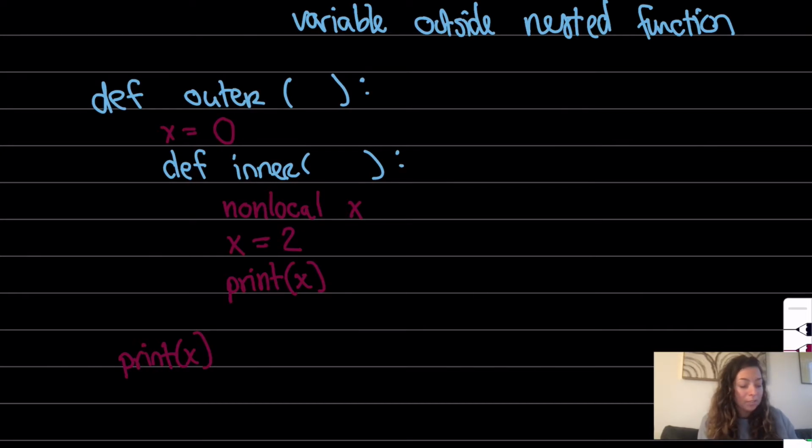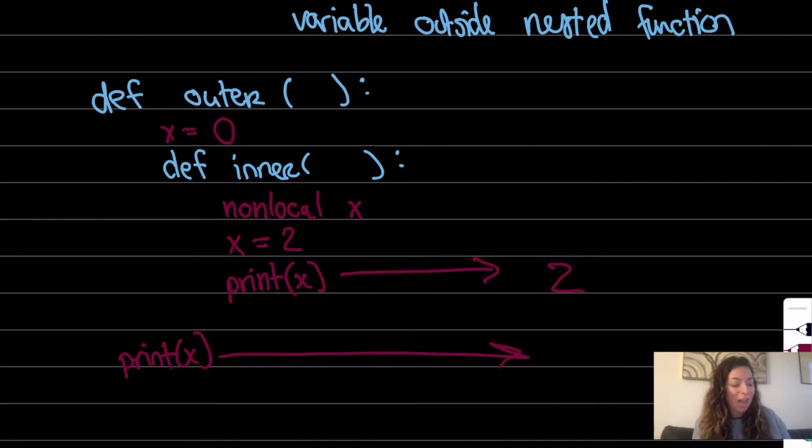So obviously inside this function, this print call is going to print 2. But what do we think is going to happen outside of the inner function when I call x again? Well, that's where the nonlocal keyword comes into play. So what it's actually doing is saying that x is equal to 2 inside of the function, but it's also passing that to the outside of that nested function. So it's also going to be printing 2 here as well.